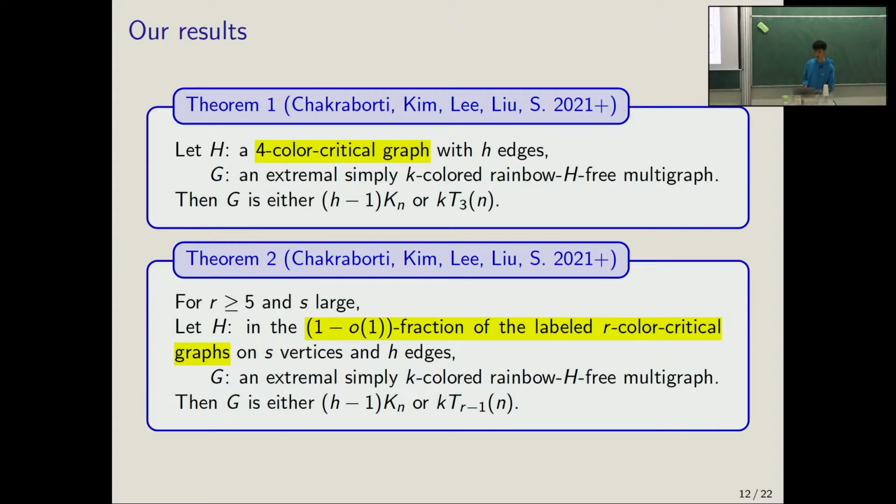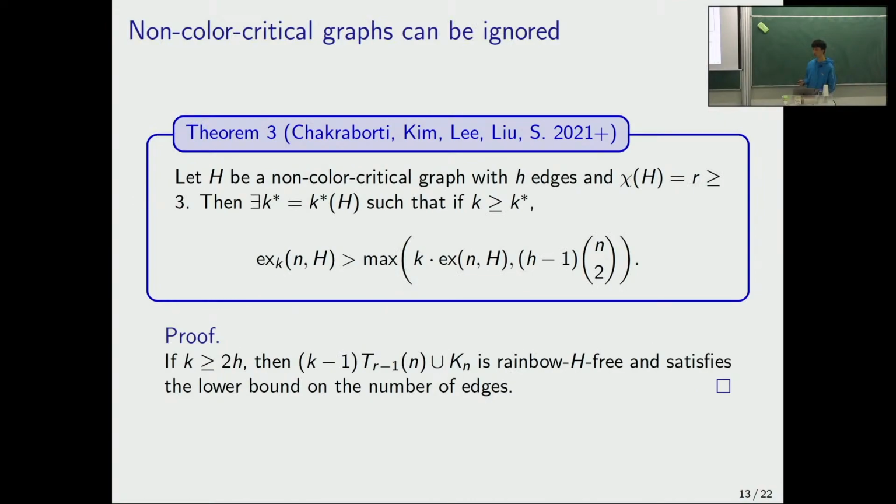So for the remaining small fraction, we still do not know whether they satisfy this condition. And we also showed that we can ignore those non-color critical graphs, by showing that if H is non-color critical, and if the number of colors is large enough, then there is a graph which has more edges than those two natural constructions, and it still does not contain a rainbow copy of H. This is proved by a simple construction. So we can ignore non-color critical graphs while considering this kind of problem.